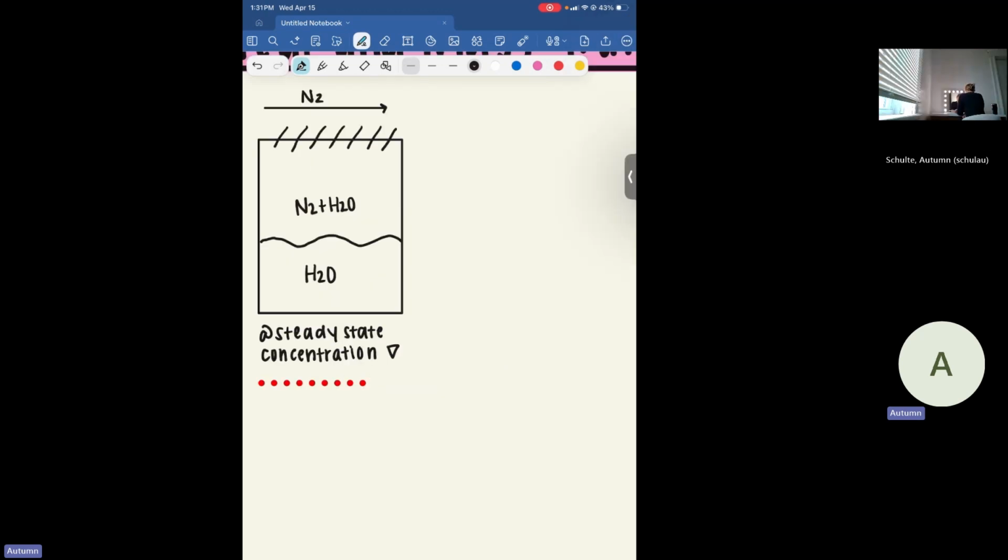Okay, so now we're going to take a look at a more specific example, but it's going to be the same idea. We still have a container with water and our nitrogen flowing over top with our screen that prevents any pressure differences. And then we have a mixture of both our nitrogen and water in the container as well. We are going to be at steady state for this example, and our concentration gradient is going to be what is driving this diffusion. So we're going to have a temperature of 50 degrees Celsius, which if we convert to Kelvin is 323 Kelvin.